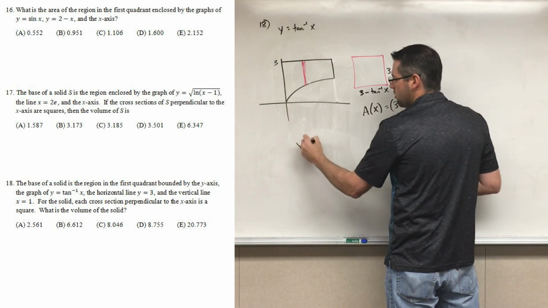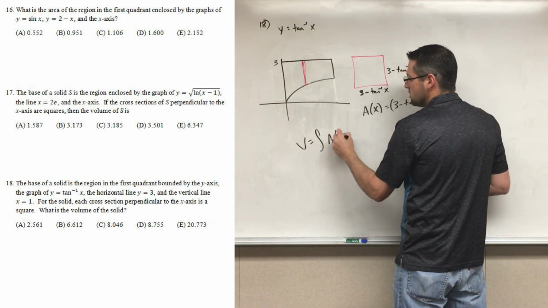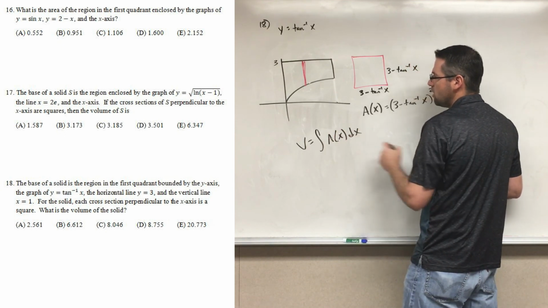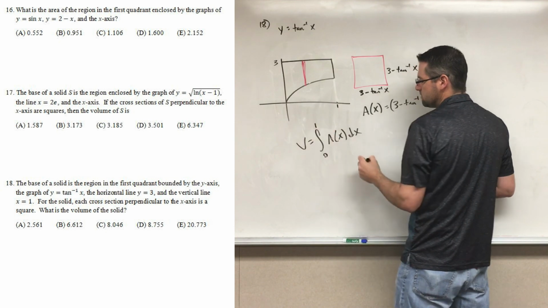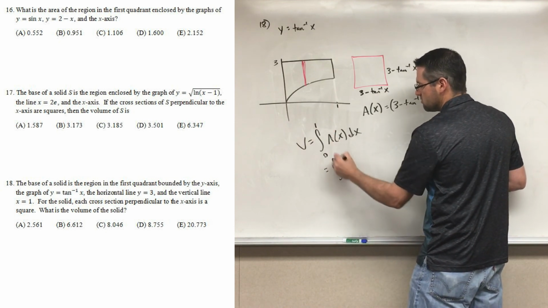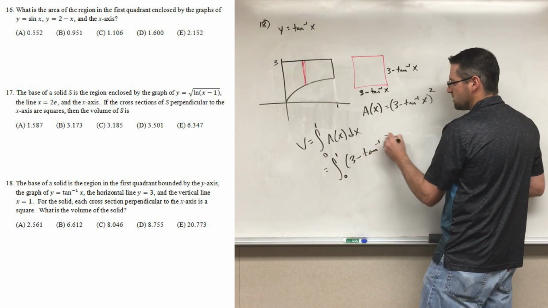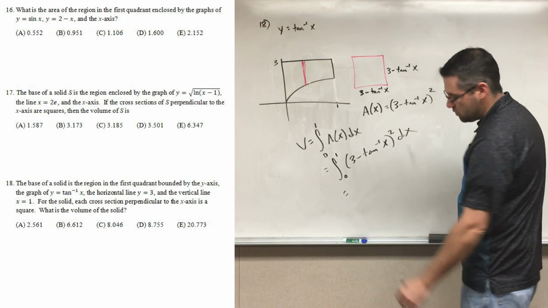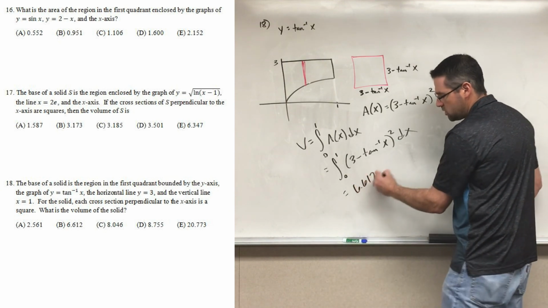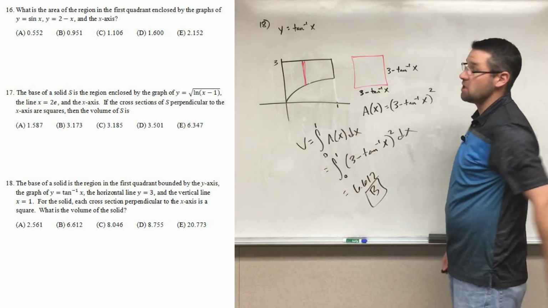So therefore the volume, remember, is the integral of the area function, in this case in respect to x. Our bounds are going to be from 0 to 1, it said. And then we plug that in, the integral from 0 to 1 of 3 minus the arctangent of x squared dx. And then just type that into your calculator, and you end up with 6.612, which is B.